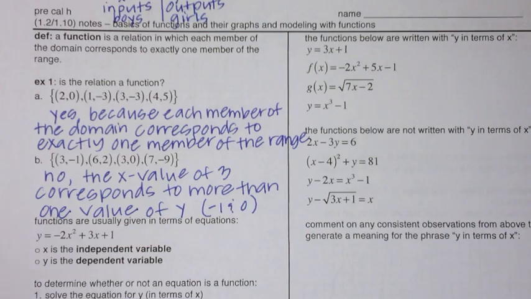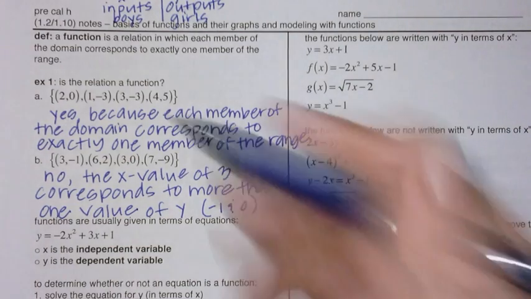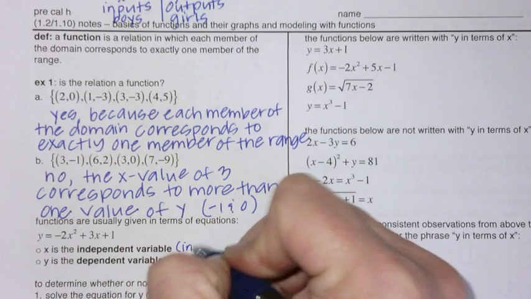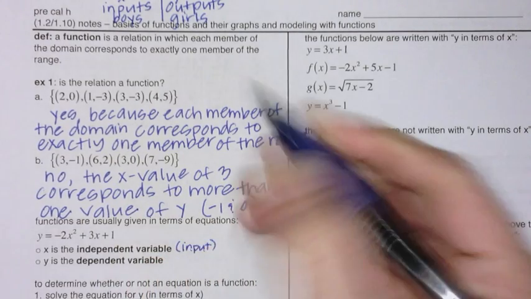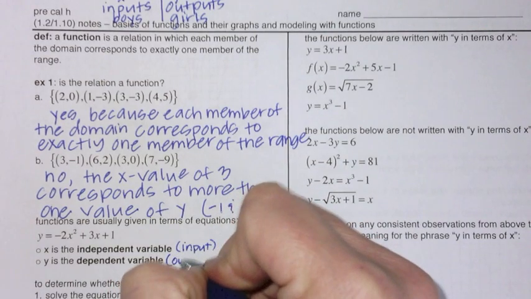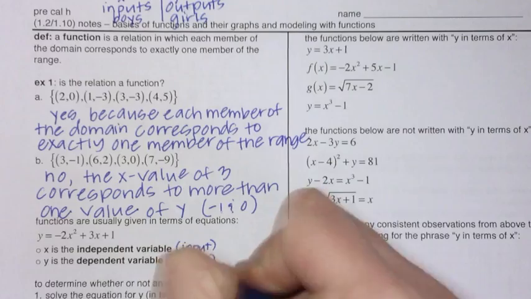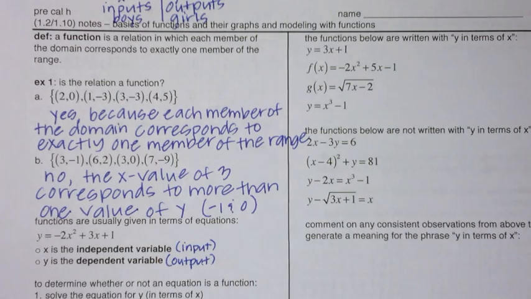So when you have an equation, x is the independent variable in most situations, so we're going to call that the input, and y is the dependent variable or the output. So the independent variable isn't determined by some other variable, whereas we have to know x to be able to find y.